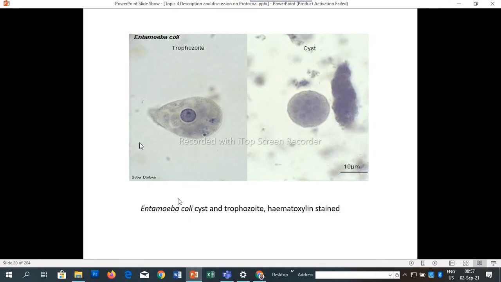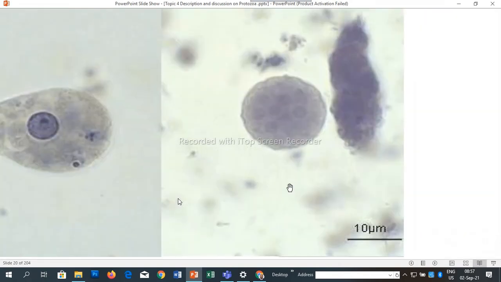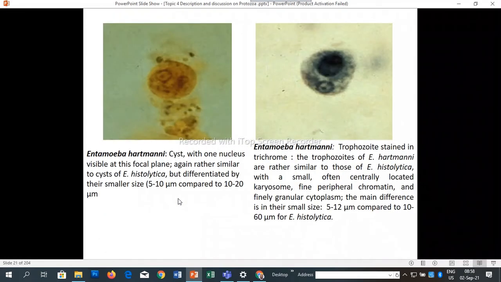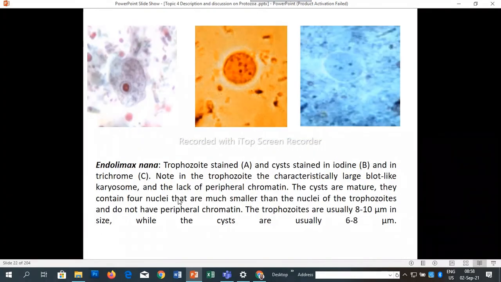This is Entamoeba coli, trophozoite. This is the cyst of coli, and Entamoeba coli has a bigger size compared to histolytica, with many nuclei. If you look in this cyst, try to look here. We have 1, 2, 3, 4, 5, 6, 7, 8. Inside the cyst, there are 8 nuclei. But for histolytica, we have at least 1 to 4 nuclei. Those are Entamoeba hartmanni and Endolimax nana.